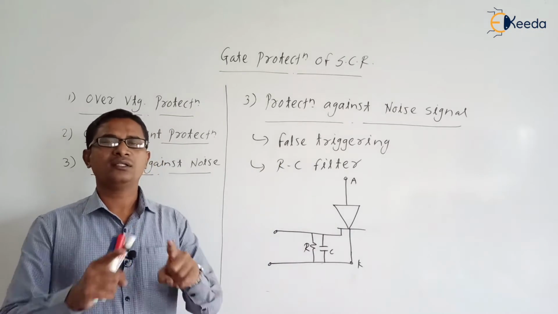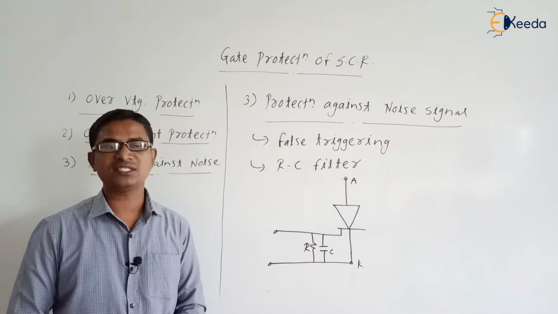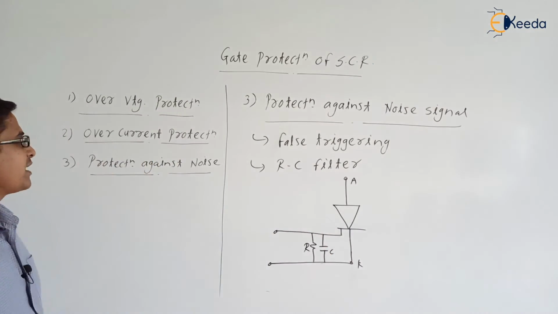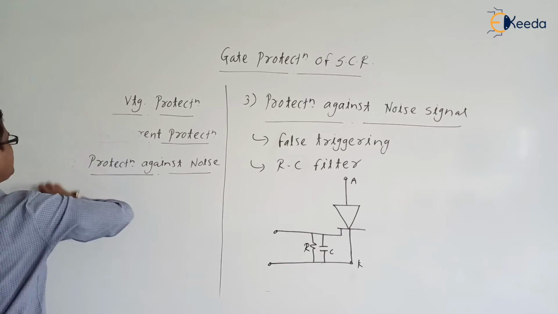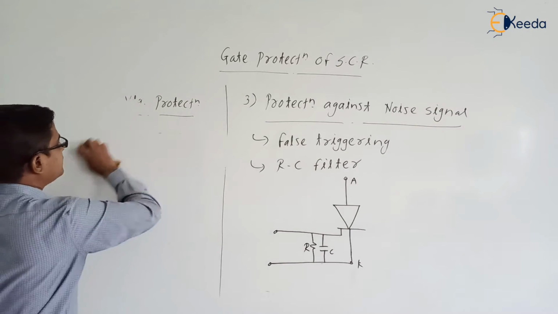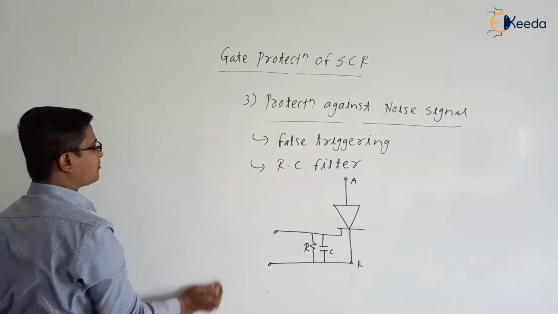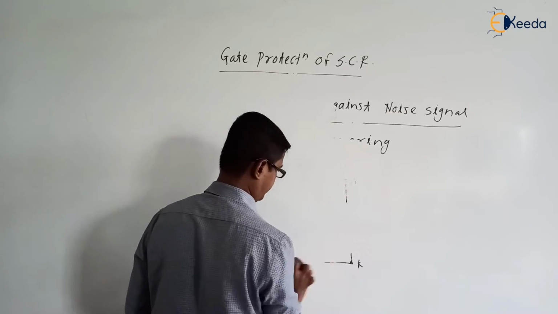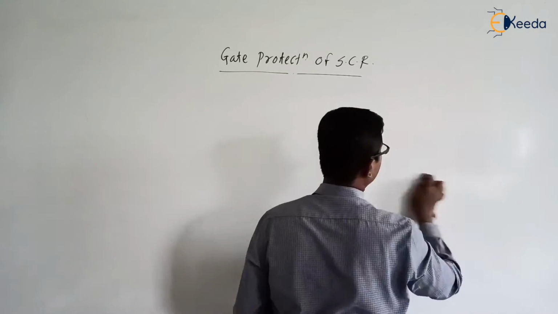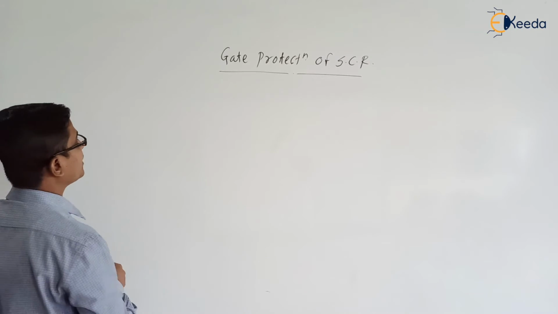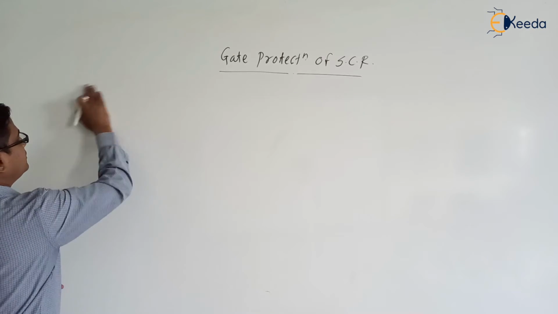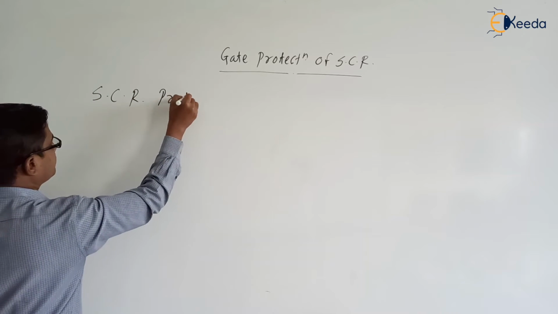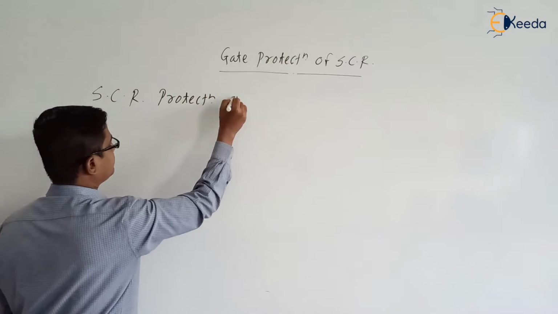Now we are going to draw the complete protection of the SCR, means the protection of the SCR plus the protection of the gate cathode circuitry. This diagram is very important. So the complete protection scheme of the SCR. Here we can draw the SCR protection diagram.